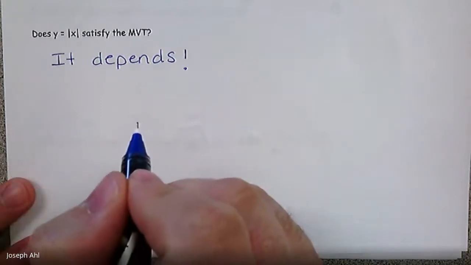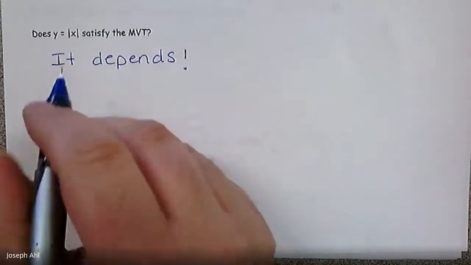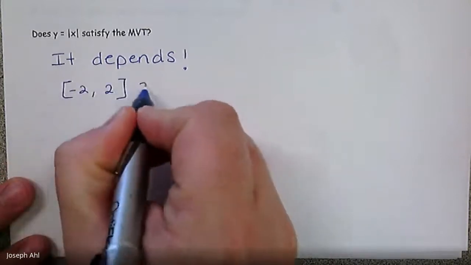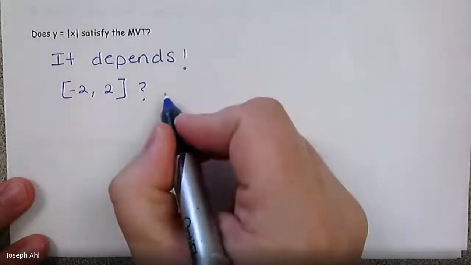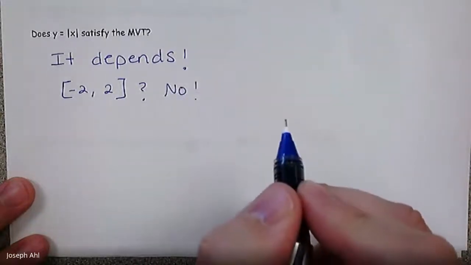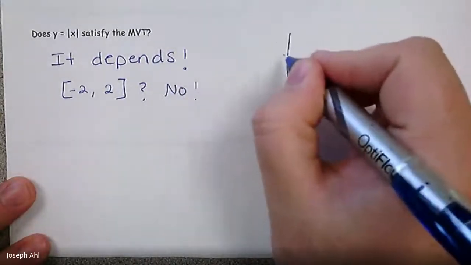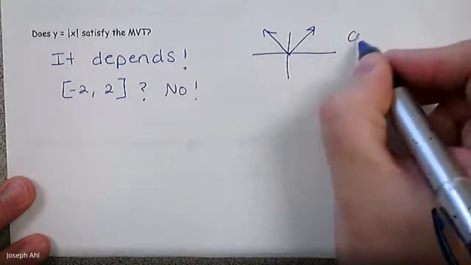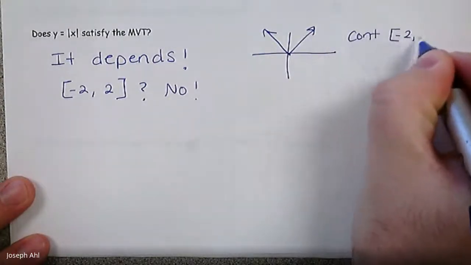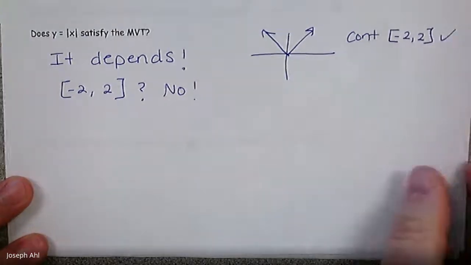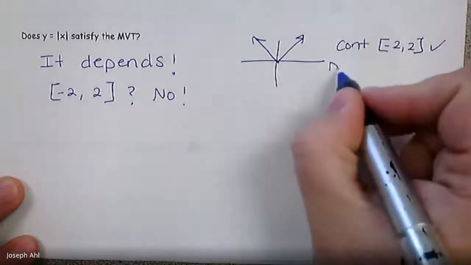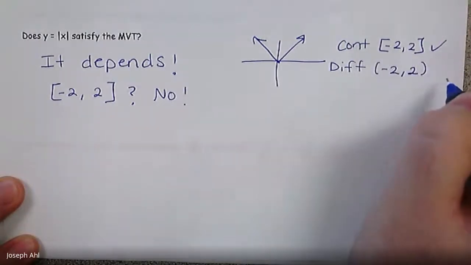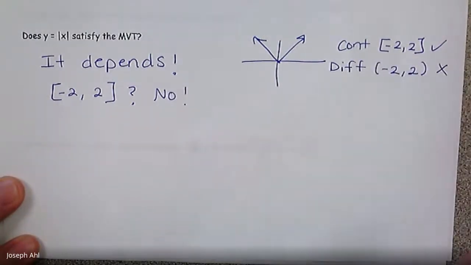So for example, if I say, does the mean value theorem apply on the interval from -2 to 2? The answer to that would be no. It definitely doesn't. I mean, we know what absolute value of x looks like. Is this function continuous on -2 to 2? The answer is sure is. It's continuous everywhere. Is it differentiable on the open interval from -2 to 2? That's where we have the big issue.